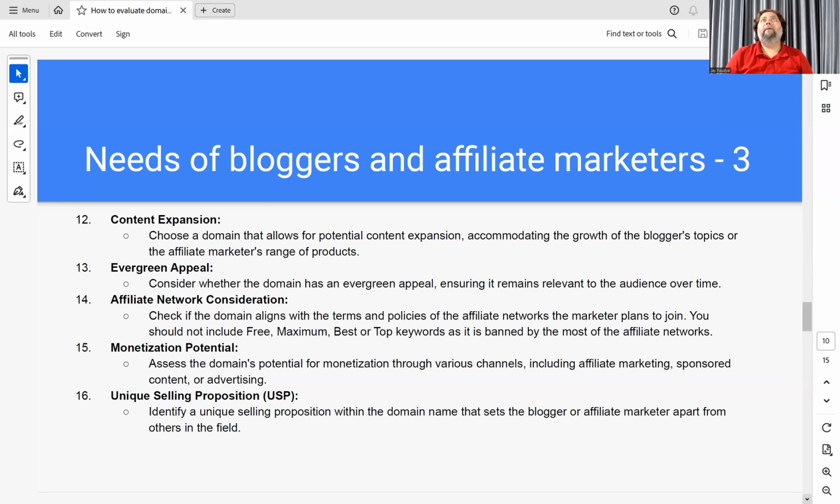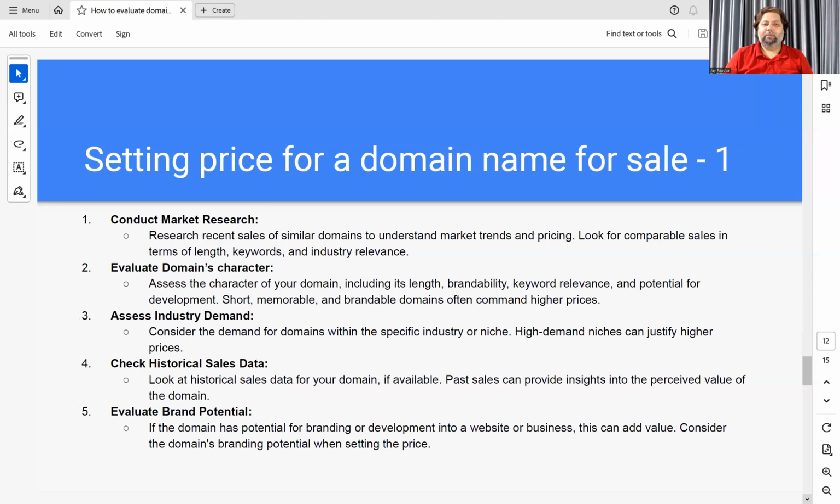In case of PC Cleaner, there is no USP. Okay, how to set a price for a domain name? You have to conduct market research, like what kind of markets are trending, what kind of businesses are trending. You have to evaluate the domain's character, like we have seen in case of techskill, PC Cleaner, and magicalcarpet.com.